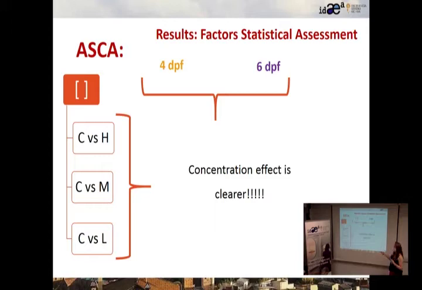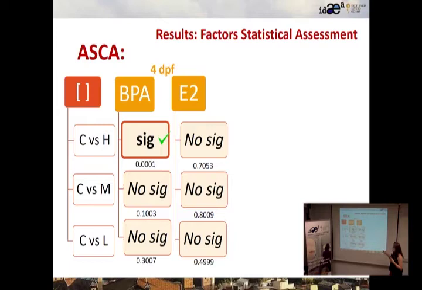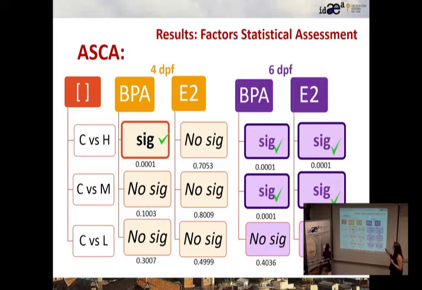Let's have a look. At day four, for BPA, it was just significant control versus high, and the rest of them, no. But if we look at day six, then we start to see that for both treatments, BPA and estradiol, for control versus high and control versus medium, the results were significant, but not control versus low, as expected, because it was chosen to be a really low concentration with no visual effects.